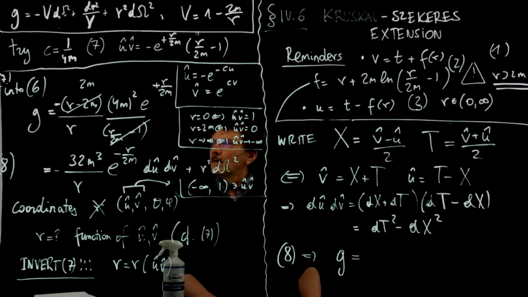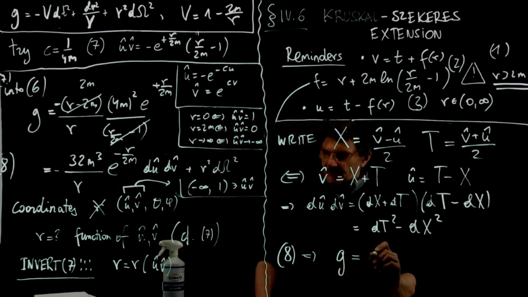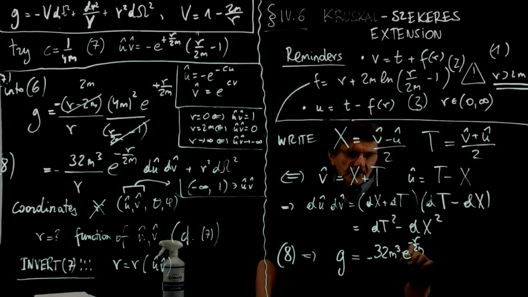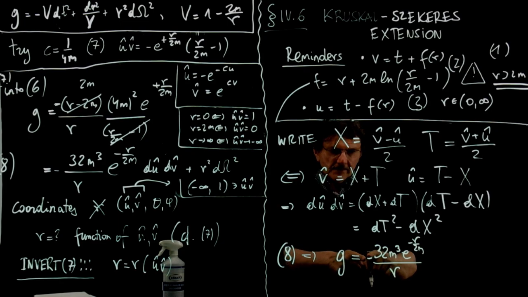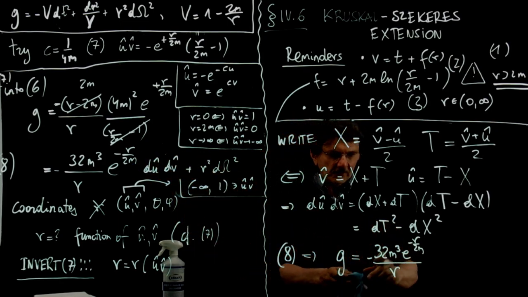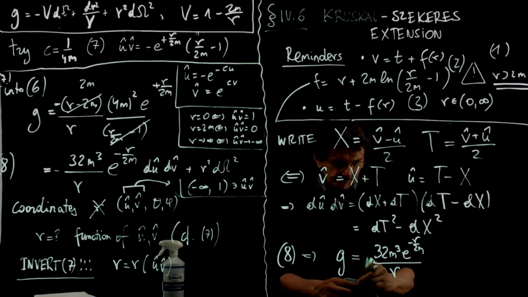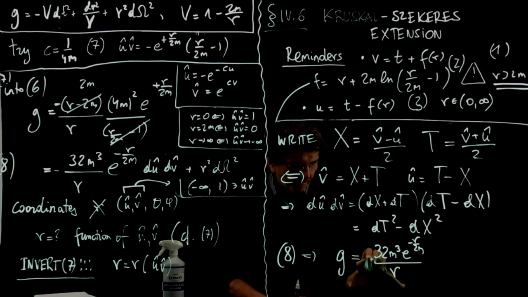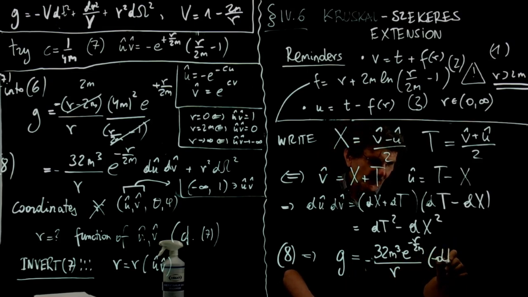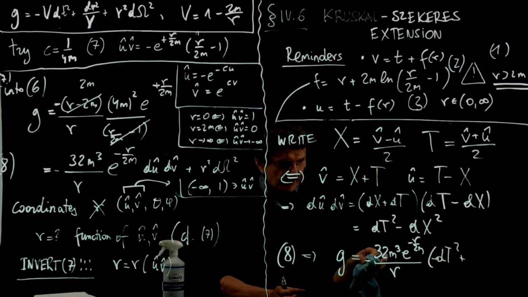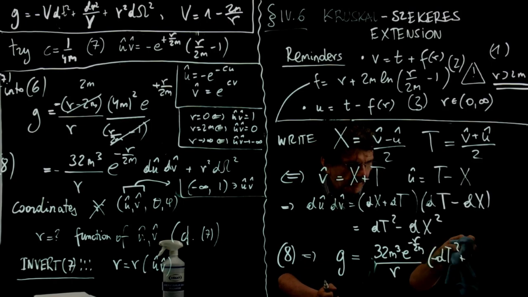And so finally, if I put this into 8, I'm going to get that g is equal, well, this one, we have no choice. It is there, 32m cubed, e to the r over 2m, some function of r, which is well-behaved except at r equals 0. And the minus, I can absorb it into here. So I absorb it into here, but then I don't need it here. Let me do it right.